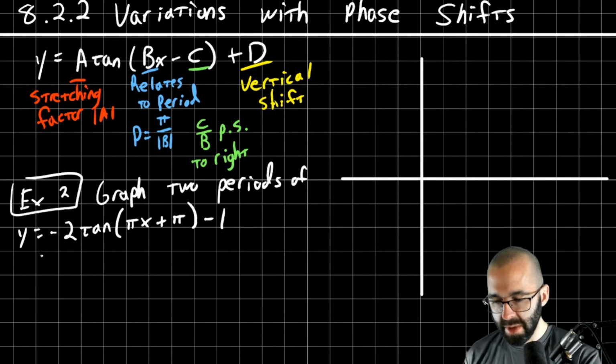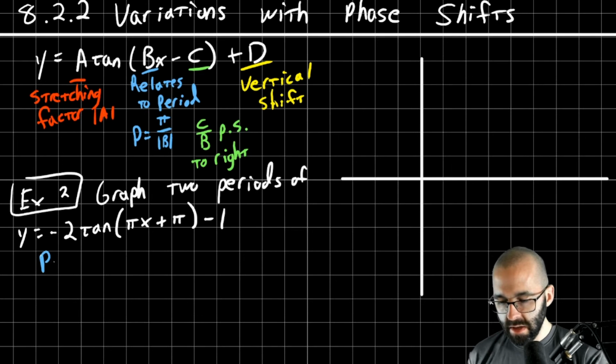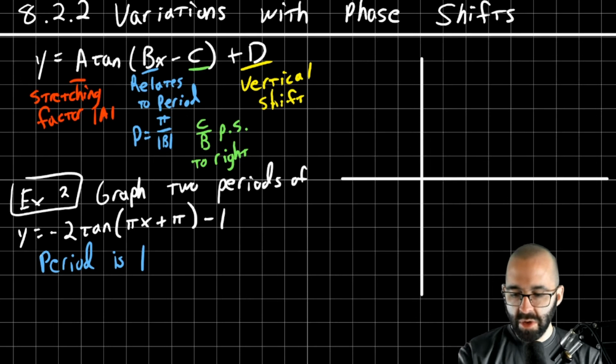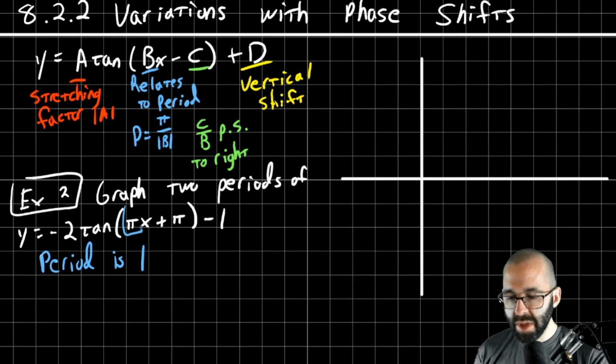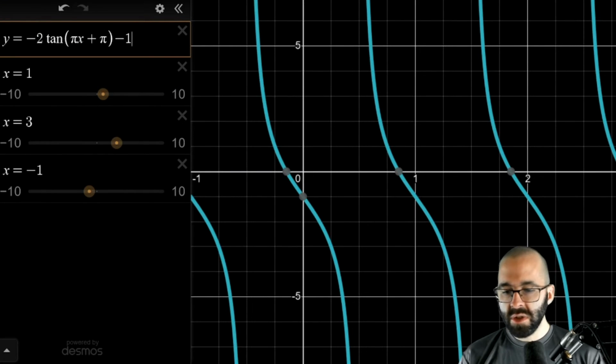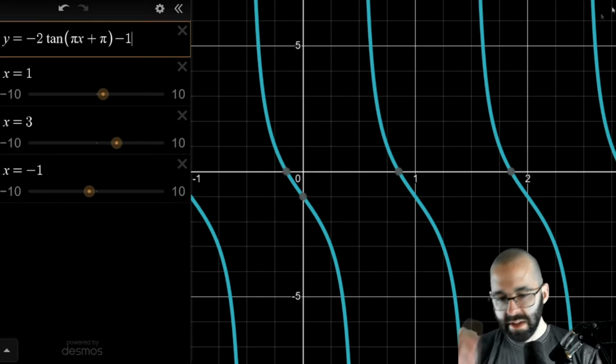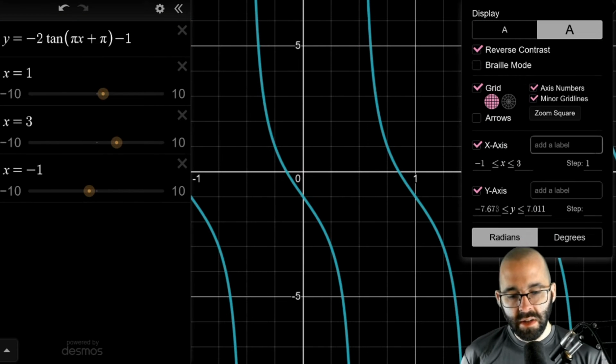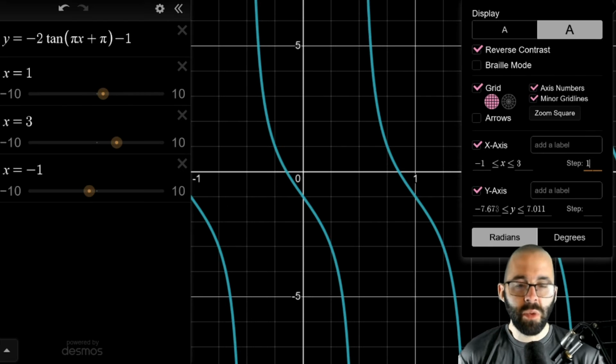And I'm going to try to be consistent with my colors. Period is 1. So it's going to repeat every 1. And that makes sense because period is pi divided by b. Pi divided by pi is equal to 1. That's good. So as soon as we know that the period is equal to 1, let's go over here and make sure our step size is correct. Good. Our step size is already 1 from last time, so that's helpful.